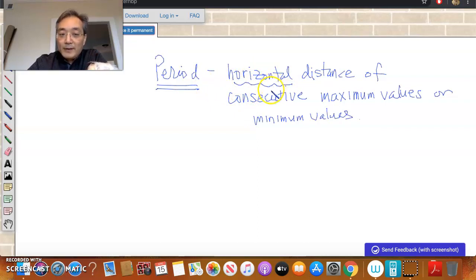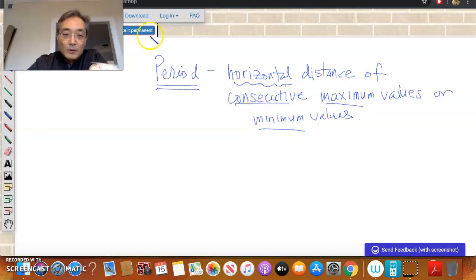the vertical. Okay, I know that we only focused on the vertical coordinates when we looked at the midline and we looked at the amplitudes, correct? So, but in the period, we're focusing on the horizontal coordinates. Okay, the horizontal distance of consecutive maximum values or minimum values.